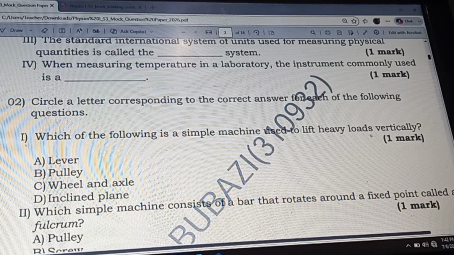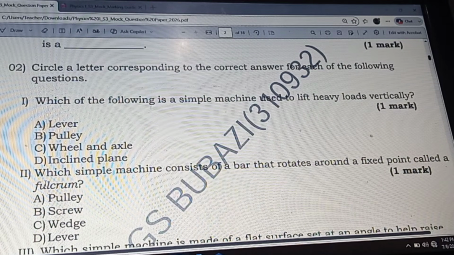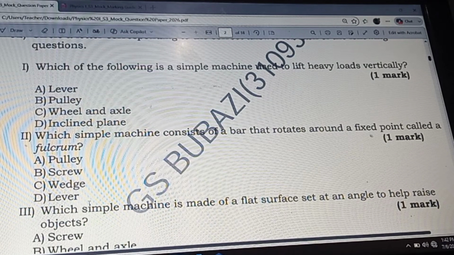Question 2. Circle the letter corresponding to the correct answer for each of the following questions. I. Which of the following is a simple machine used to lift a heavy load vertically? The best option is pulley. A pulley is used to lift heavy loads. II. Which simple machine consists of a board that rotates around a fixed point called a fulcrum? The best option is this one, letter D, lever.